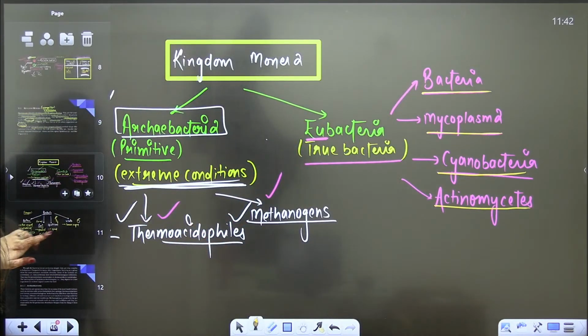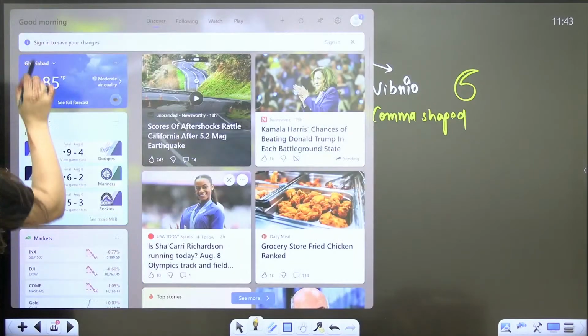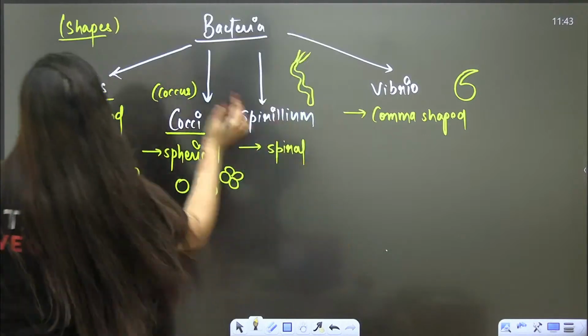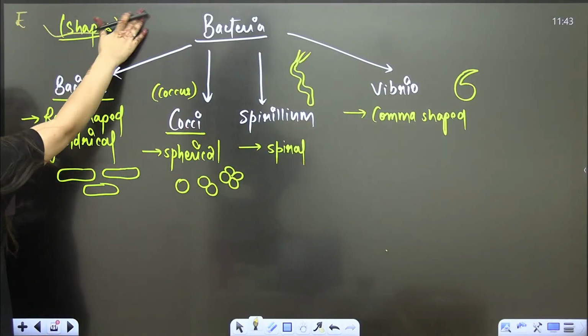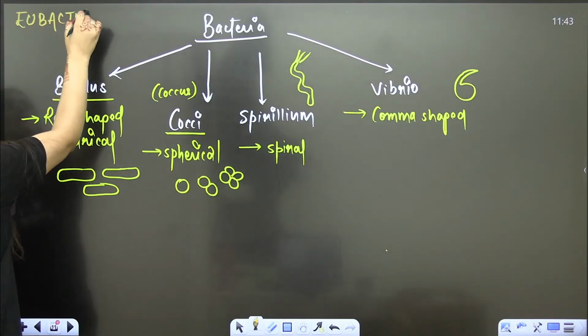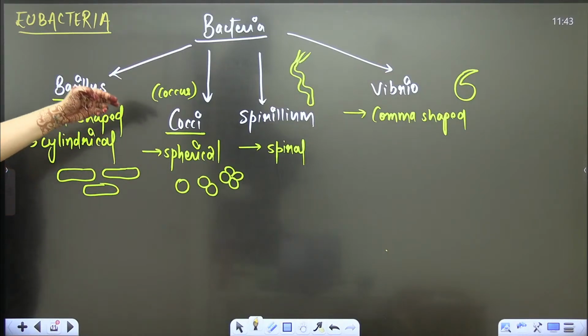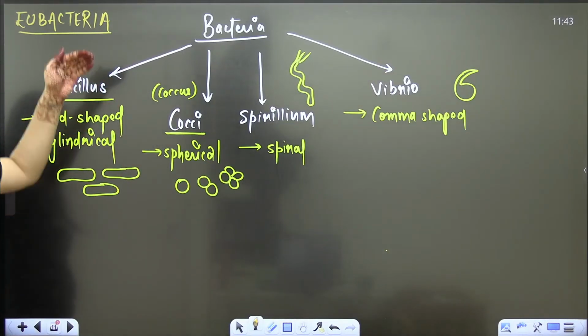Now the next is the classification of bacteria as per its shape. Here we are talking about the eubacteria first. So we started with the shape part. Is that clear?